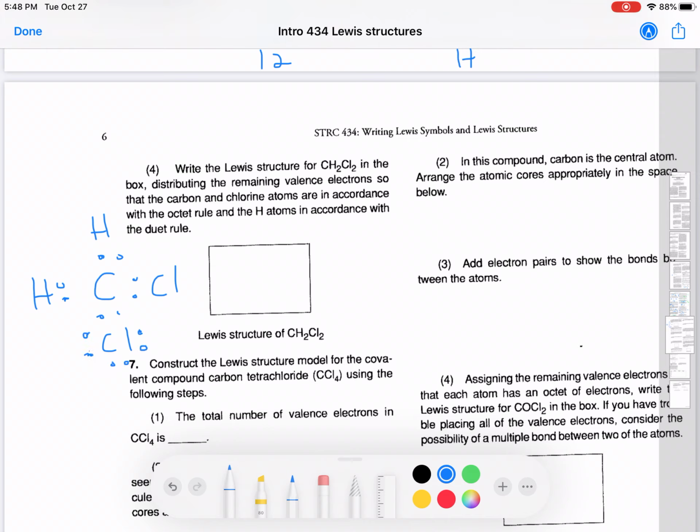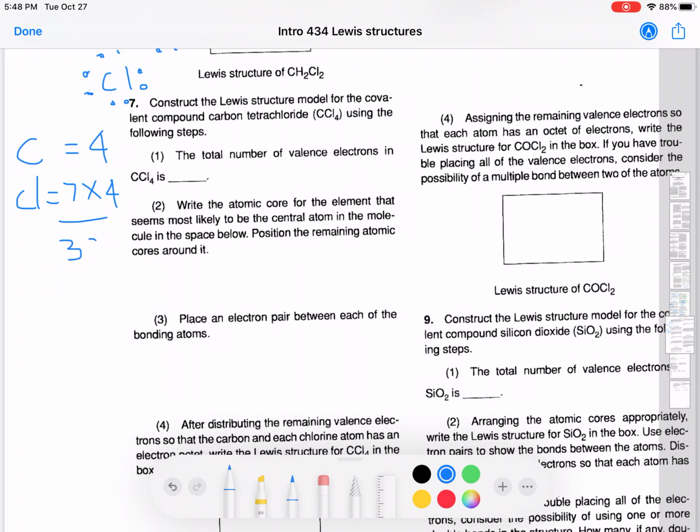Construct the Lewis structure model for the covalent compound carbon tetrachloride. Same thing, the total number of valence electrons. So carbon, group number 4, valence electrons 4. There are 4 chlorines. Each chlorine is 7. So 7 times 4, 28, plus 4, 32. So there are 32 valence electrons.